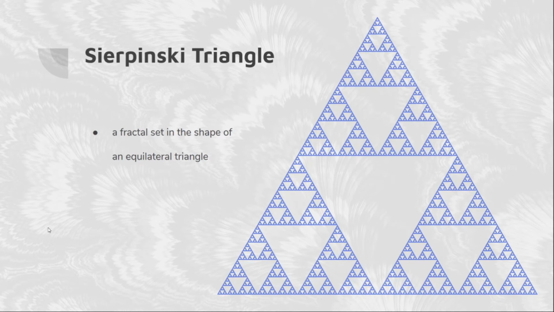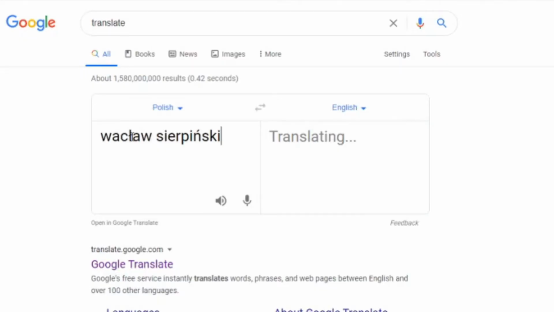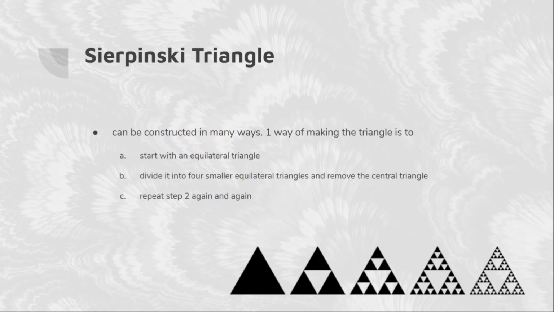The next fractal that I'm going to be talking about is the Sierpinski triangle. The Sierpinski triangle is a fractal set that is in the shape of an equilateral triangle. It is one of the most basic fractals in how it scales, as the pattern always looks the same. It is named after Wacław Sierpiński, a Polish mathematician who is famous for contributing towards a branch of mathematics called set theory.